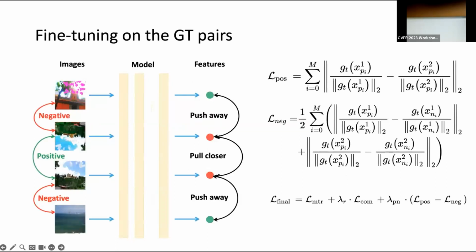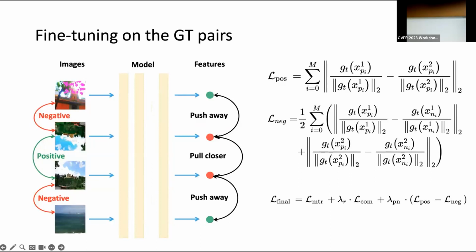Then we fine-tune our dual models on the ground truth pairs. The ground truth pairs are generated from the labeled training videos. Given the videos, we first transform them into several image pairs. That is because we can get the labeled clip from the original videos, and then we sample the images from the videos, so we can get the positive image pairs. Similarly, we have the negative image pairs. Then for each new model, we pull together the features of images in its positive pairs and push away the features in its negative pairs.